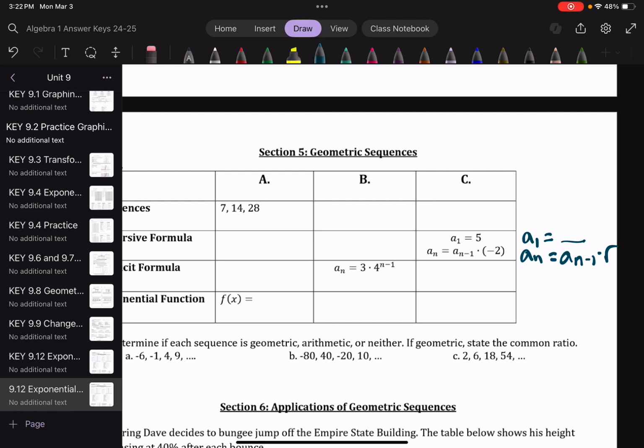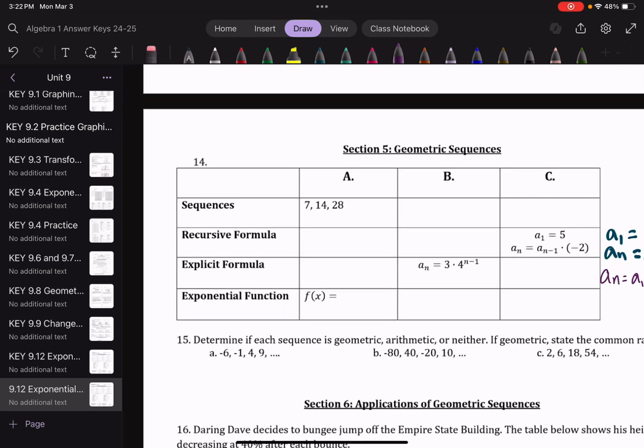And then I'm going to have my exponential, my explicit formula, which is going to be a sub n is equal to a sub 1 multiplied by r to the n minus 1 power. So let's get into this.